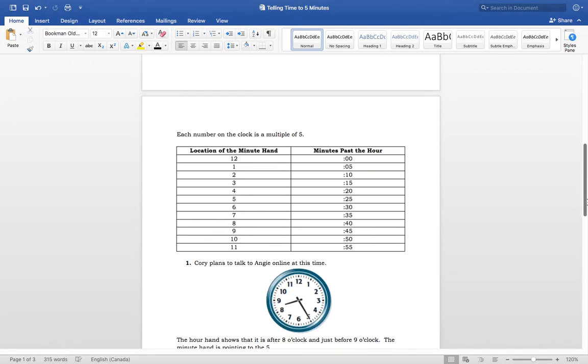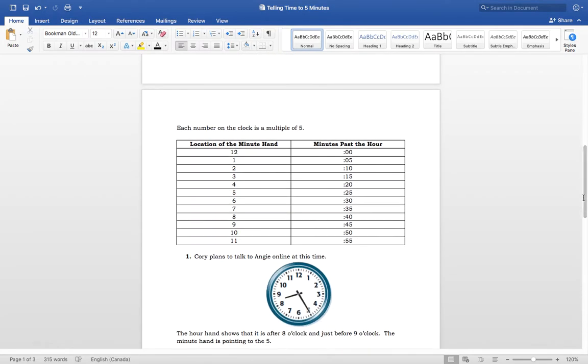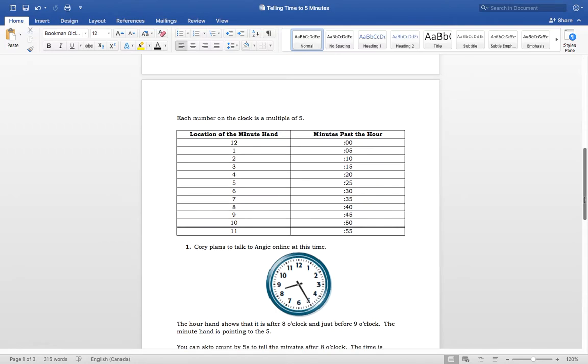Now, here's a trick I'm going to teach you right now that'll make telling time by 5 minutes very easy. So I've made a chart here, and what it has is the location of the minute hand when it's pointing to the 12, when it's pointing to the 1, the 2, the 3, the 4, the 5, the 6, the 7, 8, 9, 10, 11. Okay? Now, for each of those, except for the 12, it's simply a multiple of 5.